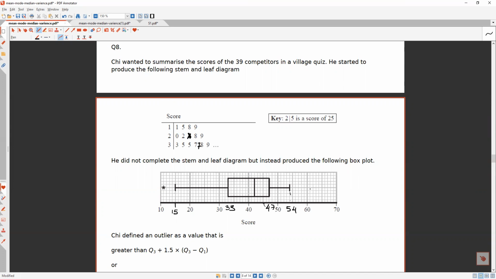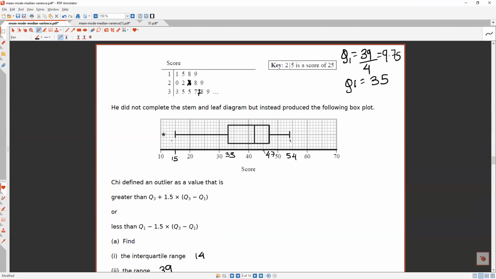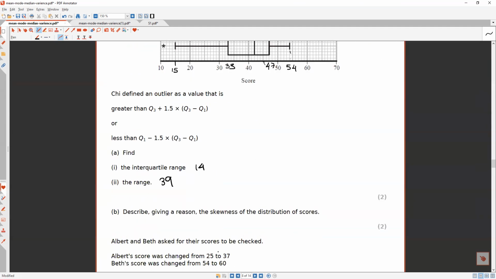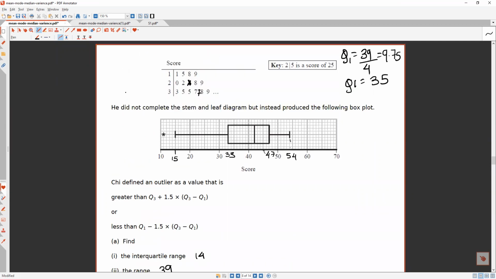9.75 means the 9th value and 10th value divided by 2. No, sorry, the 10th value. We take the 10th value. What are we doing now? We are finding Q1. 39 divided by 4. There are 39 competitors, right? 39 divided by 4 is 9.75, so the 10th value: 1 2 3 4 5 6 7 8 9 10, that is 35. Q1 is now 35 because the 25 has changed to 37. They said change from 25 to 37, so there was only 125, so I cancelled it.